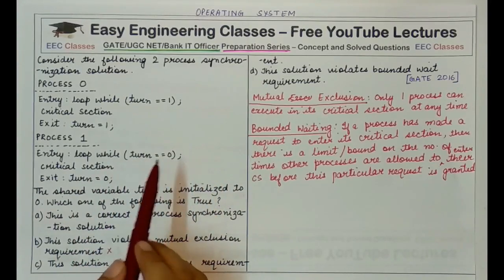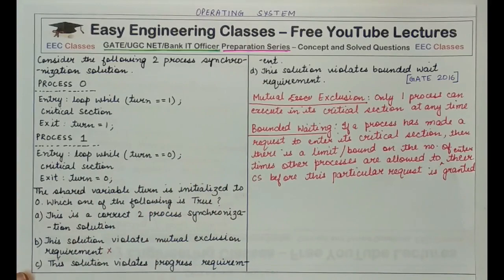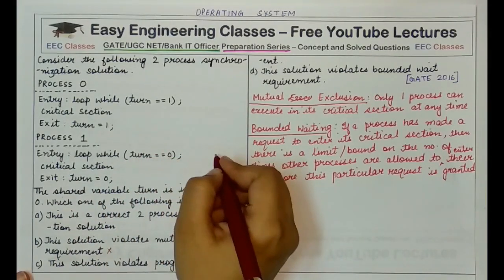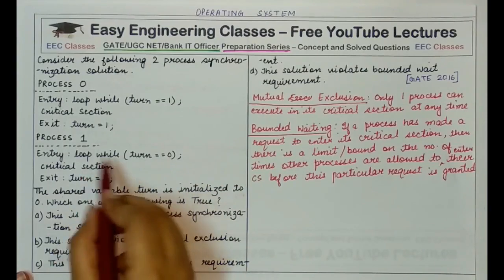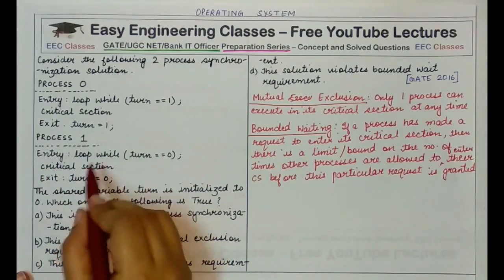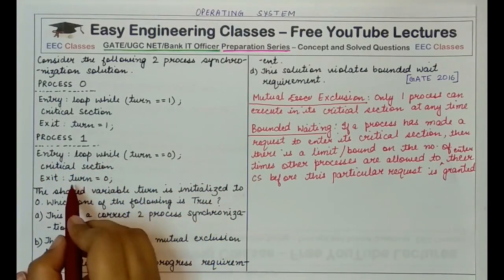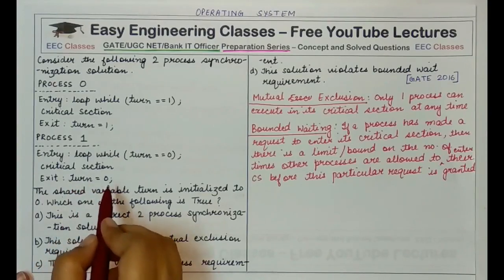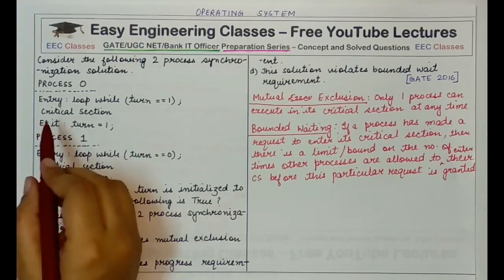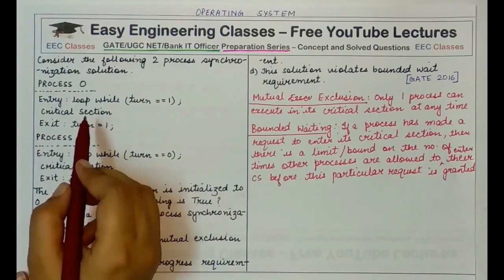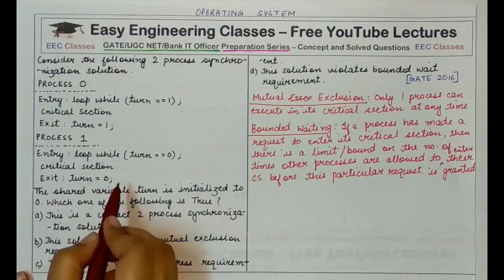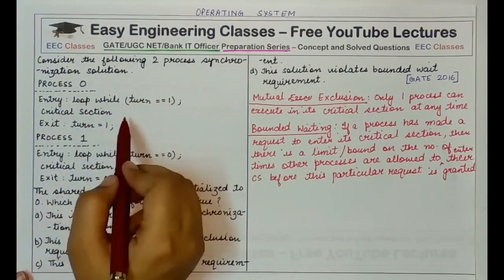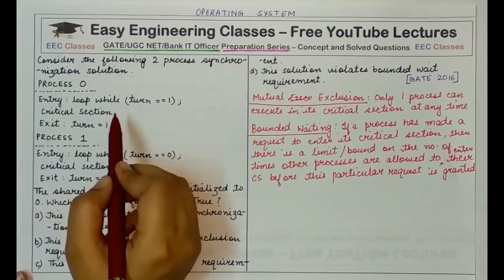So at a particular time, if turn is equal to 1 and P1 enters its critical section, then after executing its critical section, it will come out and make the value of turn 0. Now since process 0 had requested to enter its critical section and it will now find turn equal to 0, therefore it will get its chance to enter its critical section.